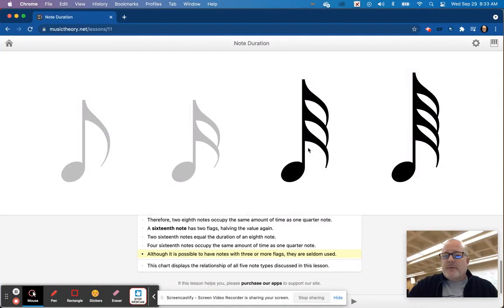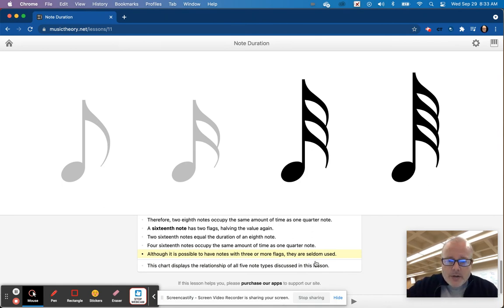Although it's possible to have notes with 3 flags and 4 flags, those are not common in the type of music that we're doing as far as choral and vocal music, but you would see that often in some instrumental music like violin or flute, and also in percussion.